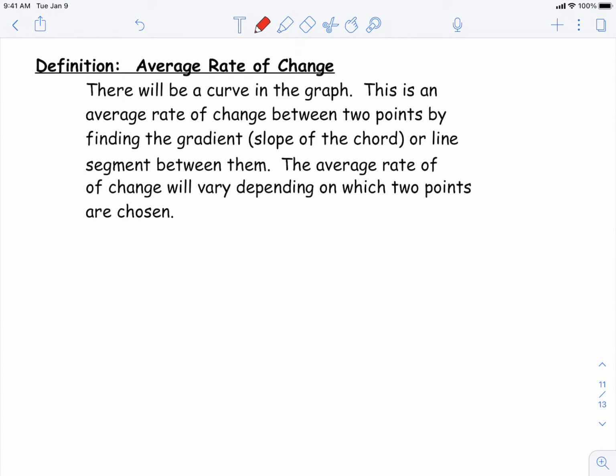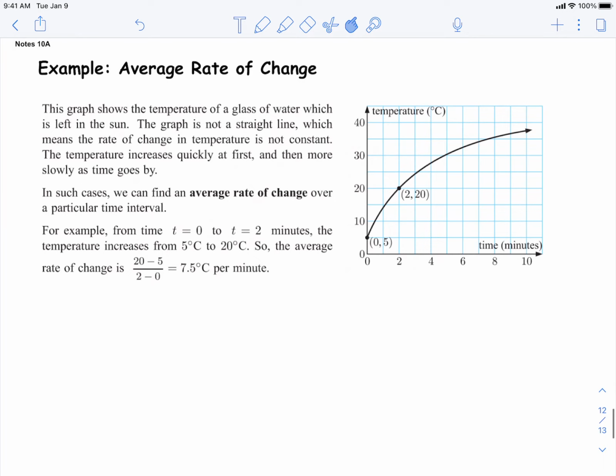The definition for average rate of change is there will be a curve in the graph. This is an average rate of change between 2 points for finding the slope of a chord or a line segment. The average rate of change will vary depending on which 2 points you are choosing. So here's an example. The graph shows the temperature of a glass of water which is left in the sun. The graph is not straight, which means the rate of change is not constant. The temperature increases quickly at first, but then more slowly as time progresses.